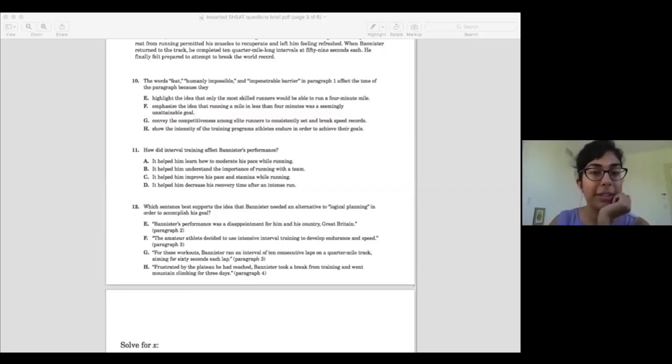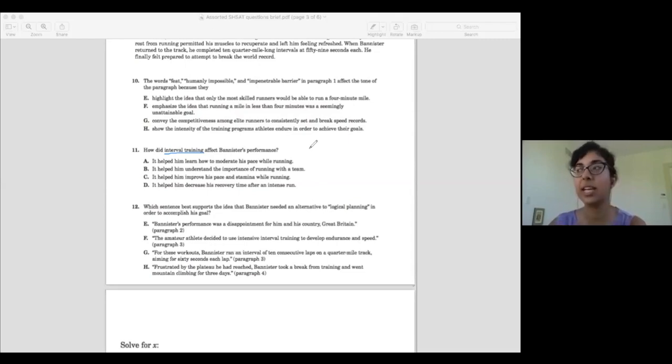Okay, how did interval training affect Bannister's performance? This is another zoom in question, right? The way that you know is because you can tell it's going to be based on some specific piece of evidence. It's about interval training, right? So you're going to go back to the passage and try and find the part that talks about interval training, and then read it very closely and use that.